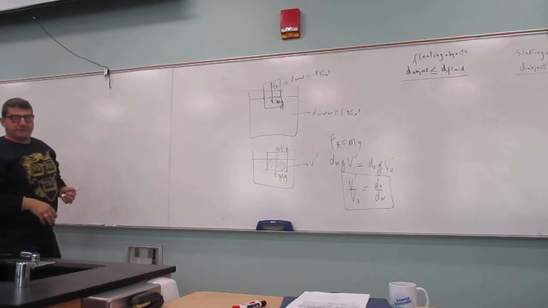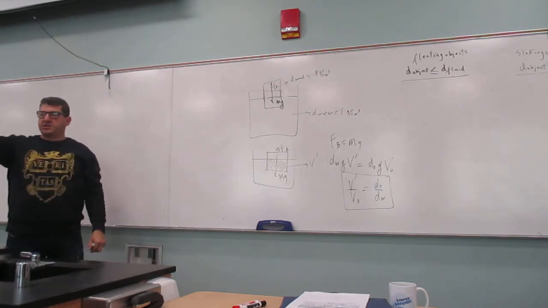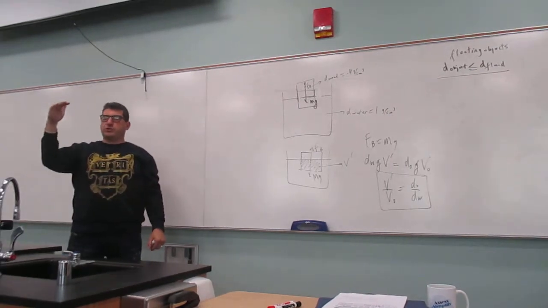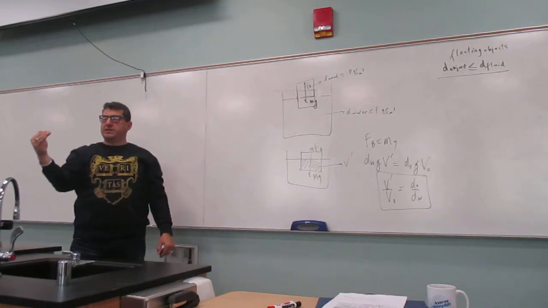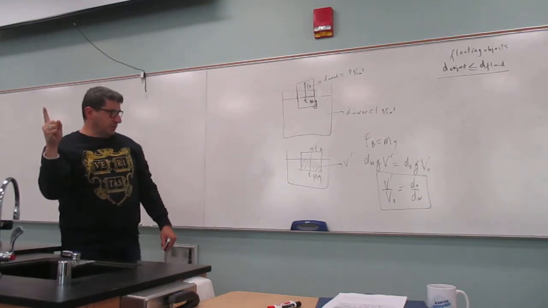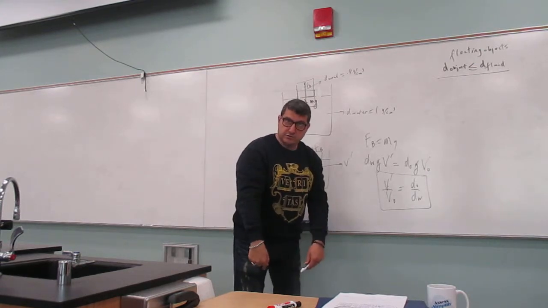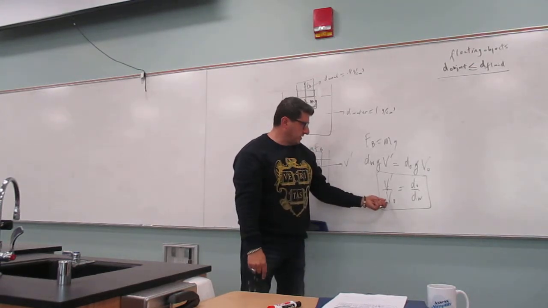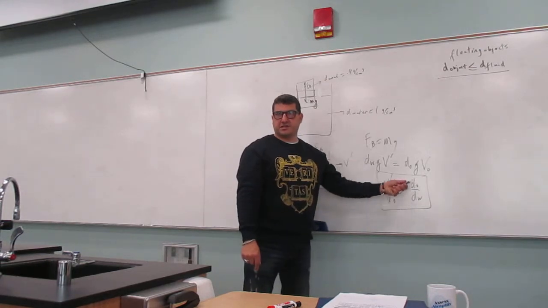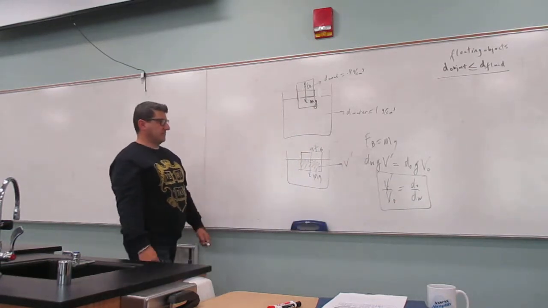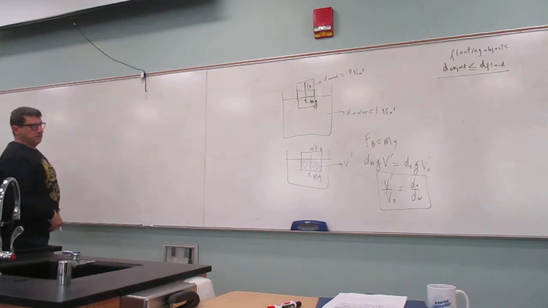So then what's the principle for floating objects? Floating objects sink, not all the way, but partially into the fluid that they're immersed in, until the amount of their volume inside of the fluid divided by their total volume is equal to the ratio of their densities. That's pretty much it.